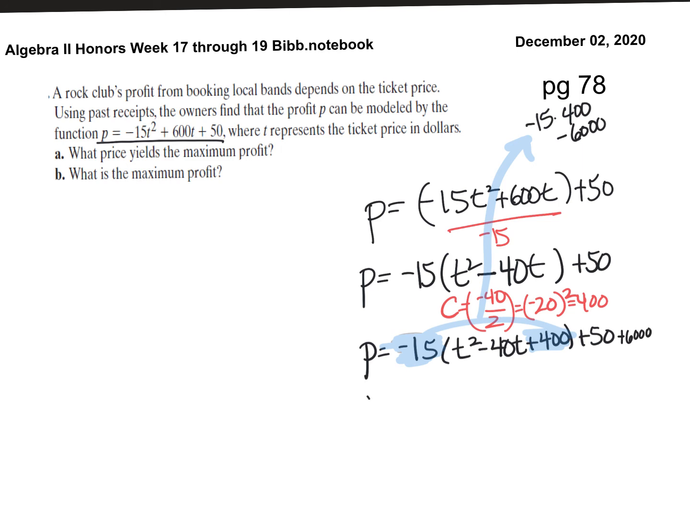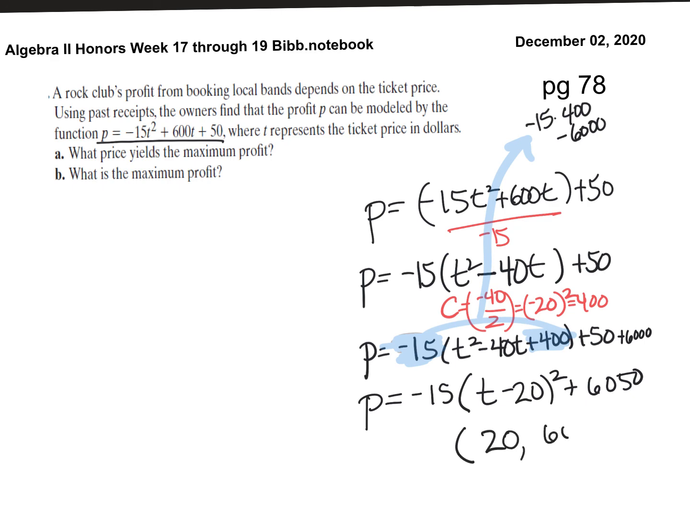So P, or profit, is going to equal negative 15 times the quantity t minus 20 squared plus 6,050. Vertex is 20, 6,050. Remember, this is your maximum. This is where or when your maximum occurs. Let's go answer the questions.